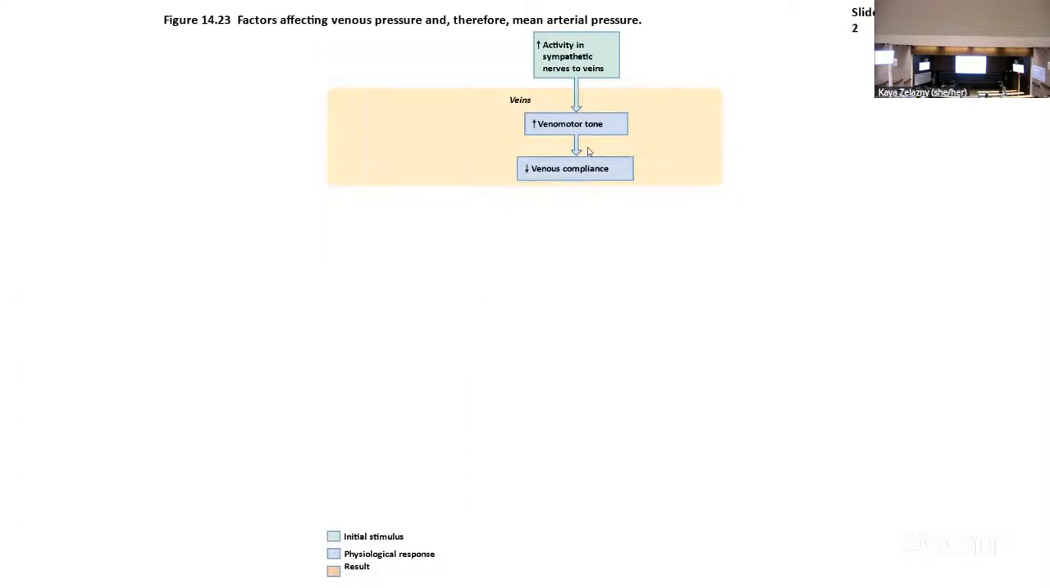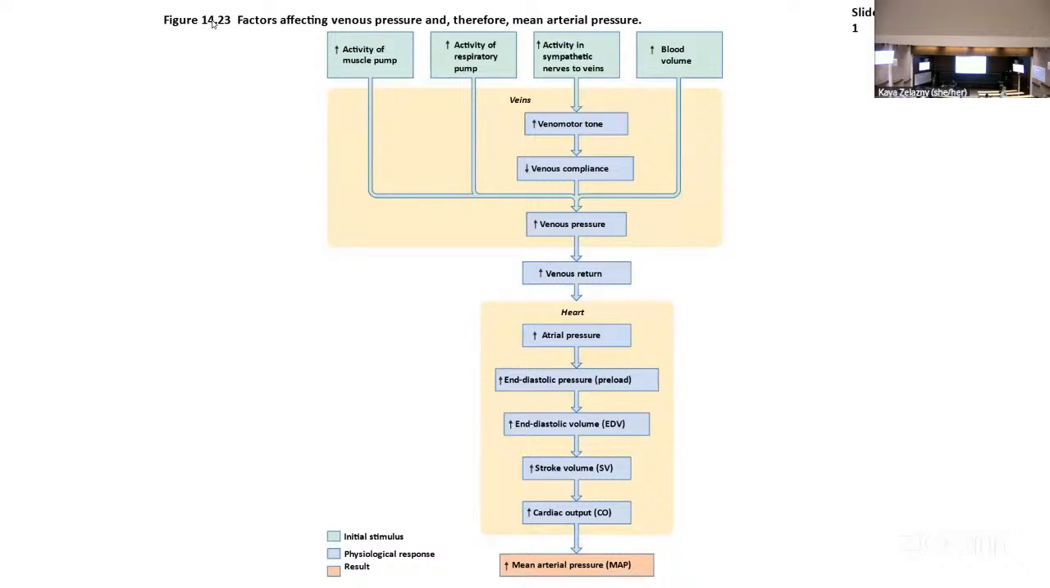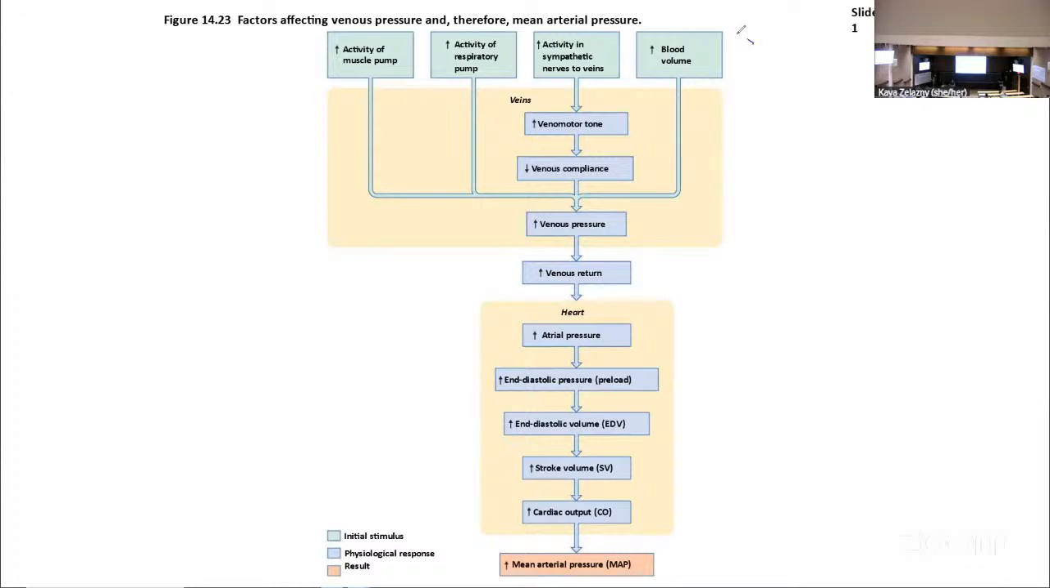So up at the top of this figure, which is from your textbook and you have in your slides, we're looking at the different things that we might think about related to our veins that ultimately are going to have effects on the heart and effects on our mean arterial pressure, which is essentially a weighted average blood pressure. So we'll step through it, but we're going to be thinking about how we have our muscle pump that we just spoke about, that skeletal muscle pushing blood. We have our respiratory pump.